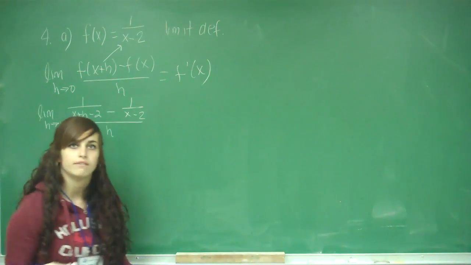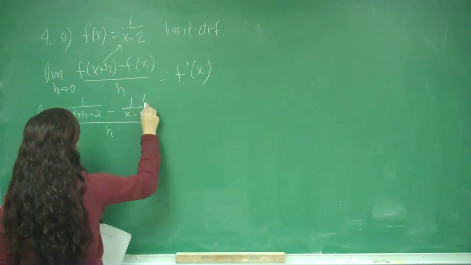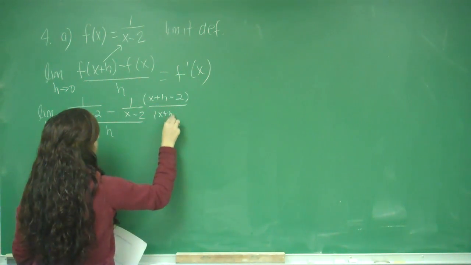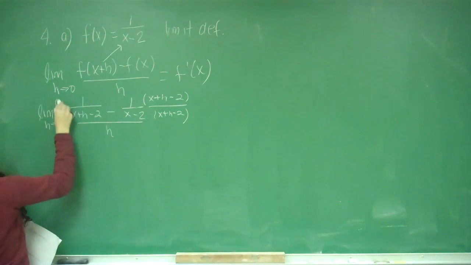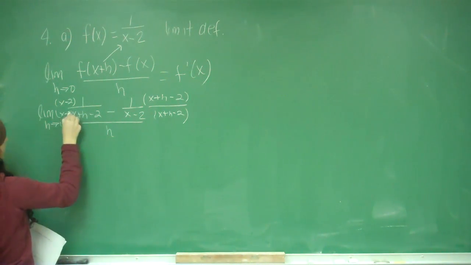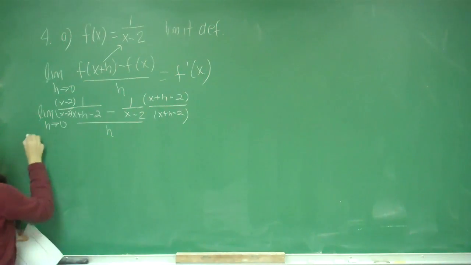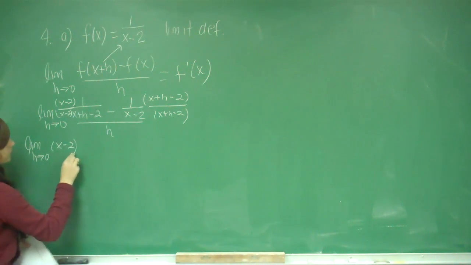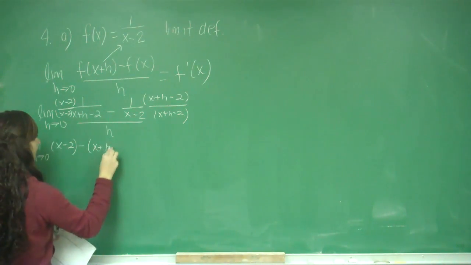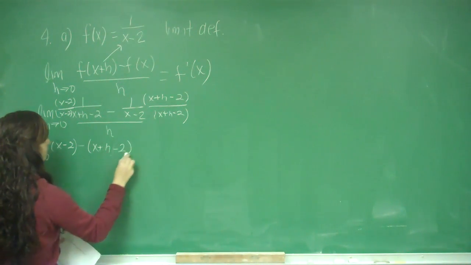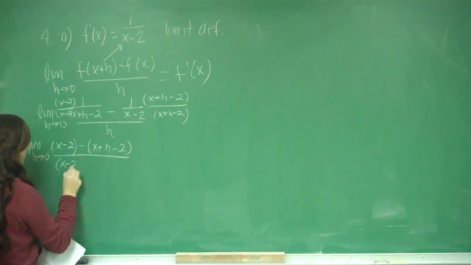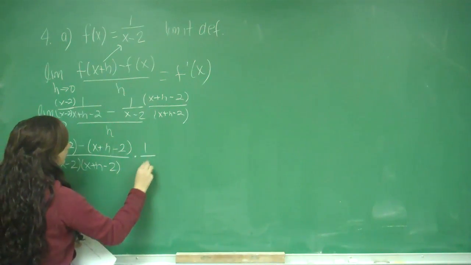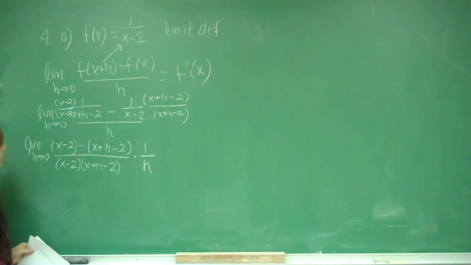So we have to get a common denominator. It's just simplifying from here. So I times this one by x plus h minus 2 over x plus h minus 2. And I times this one by x minus 2 over x minus 2. Okay? So I get the limit as h approaches 0 of x minus 2 minus x plus h minus 2 all over x minus 2 times x plus h minus 2 times 1 over h. So we can multiply by the reciprocal.